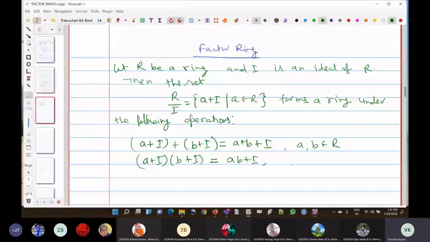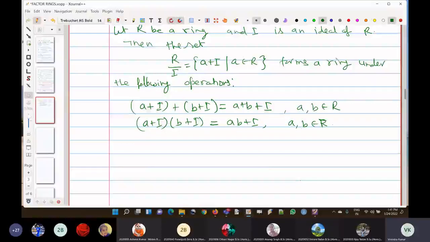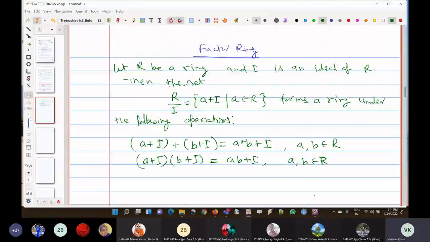Okay, A plus B times I, where B belongs to R. So like this, under these two operations. In your book, there is a theorem, I think 14.2. They say the existence of factor rings, that this R by I, the definition we have defined under these two operations, forms a ring.